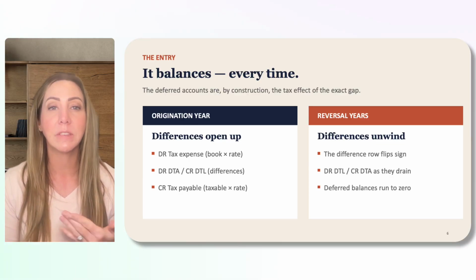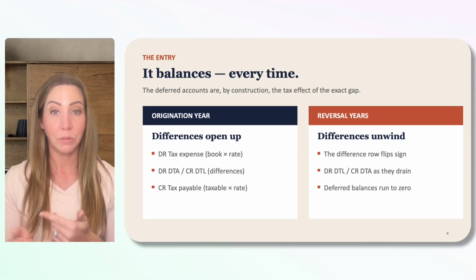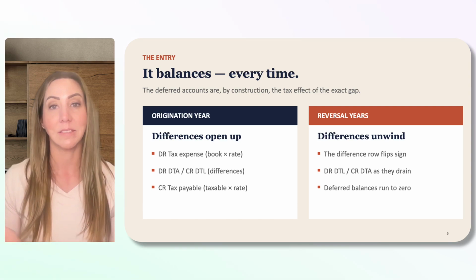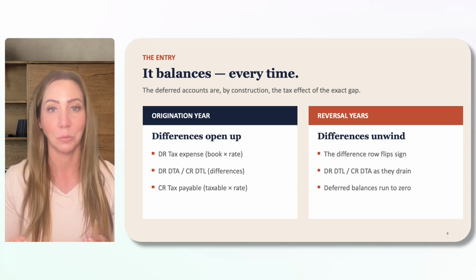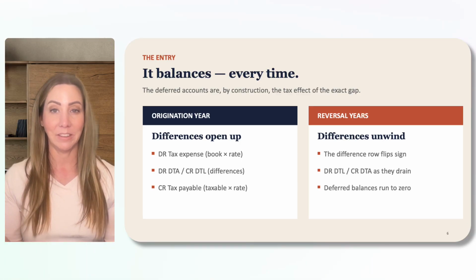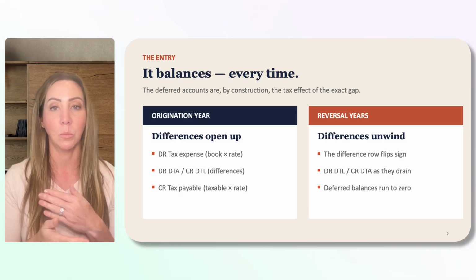In a reversal year, the same schedule drives the entry in the opposite direction. The difference row flips the sign. So this year, you debit the DTL as it unwinds instead of credit, or credit the DTA as you cash in the future deduction that you recorded earlier. Deferred accounts grow when differences originate, and they shrink when they reverse. The reversing schedule shows you both halves on one row.